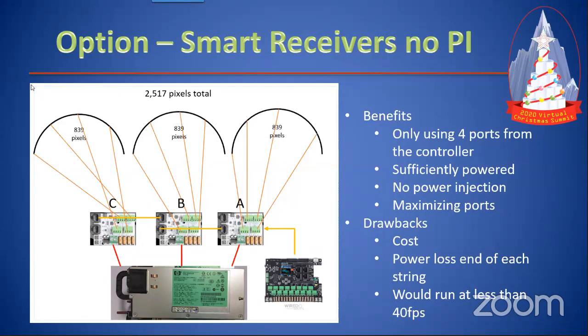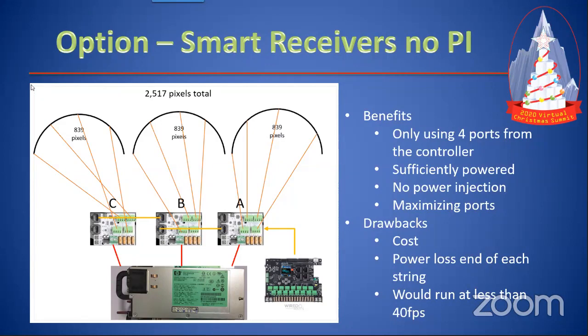In this example, with the HP power supply, I'm no longer limited by the power or capacity of the board. By adding these 3 receiver boards, I've essentially tripled that, giving me a capacity of 90 amps. I can now, in this configuration with no power injection, fully utilize that HP power supply I had, and again only use 4 ports from my controller.